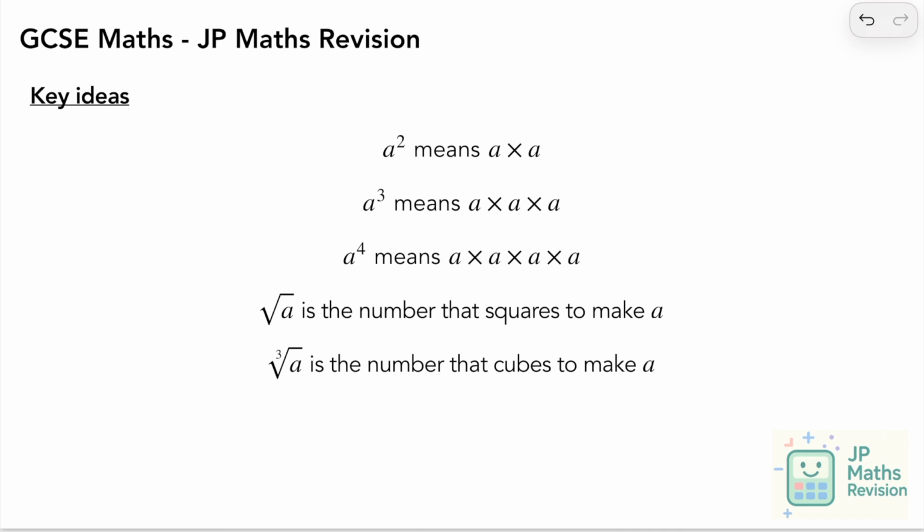The square root of a is the number that squares to make a. In other words, we need to find the number that multiplies by itself to get a. And the cube root of a is the number that cubes to make a. So for example, if we had the cube root of 8, we are looking for the number that you have to multiply by itself 3 times to get to 8. In this case, it's going to be 2 because 2 times 2 times 2 is 8.